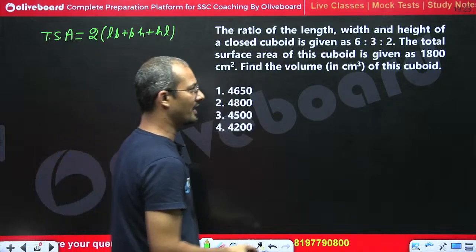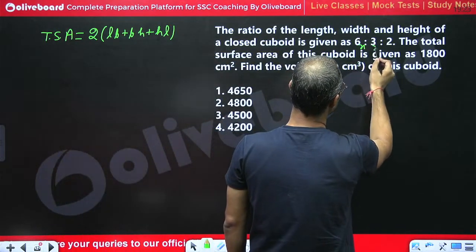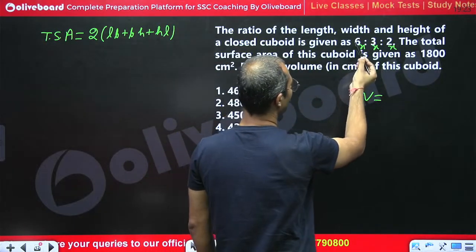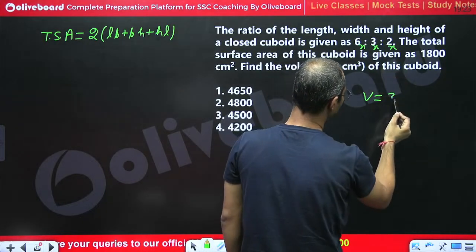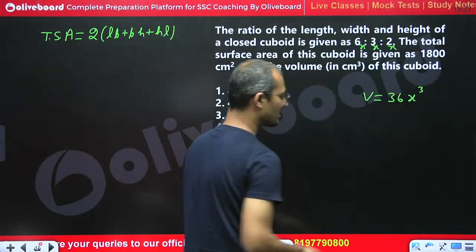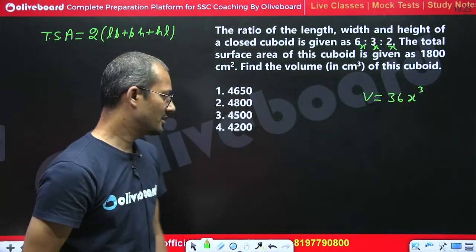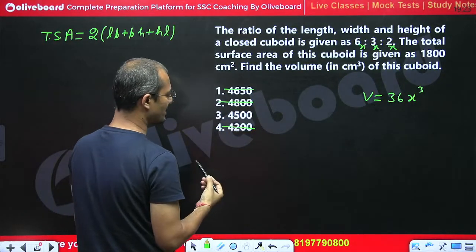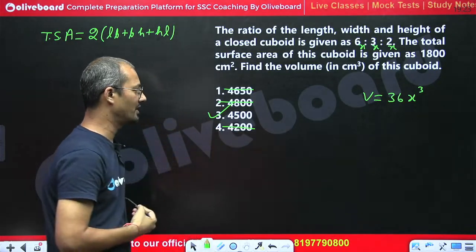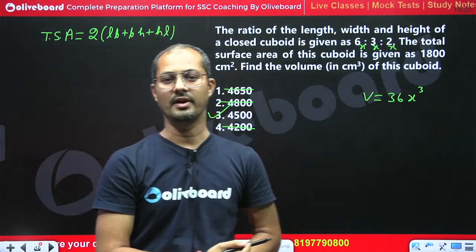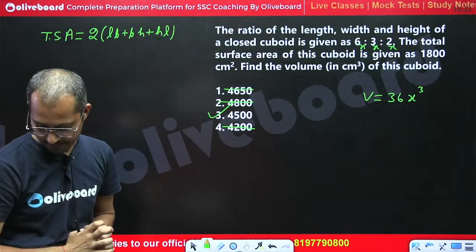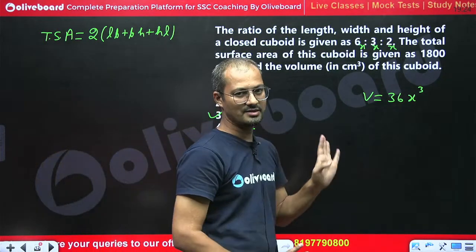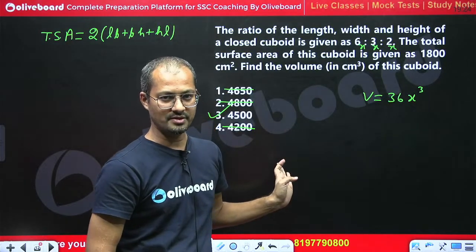So here we can say that the sides can be 6x, 3x and 2x. So the volume would be equal to 6 into 3, 18, 18 into 2, 36 x to the power 3. So the option must be a multiple of 36. If we check the options, only the third option is a multiple of 36. So the answer would be 4500. Yes, 4500 will be the right answer. So we can get the answer just by seeing the options, right?